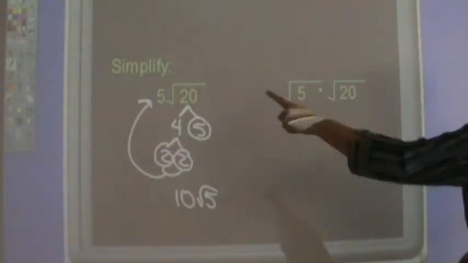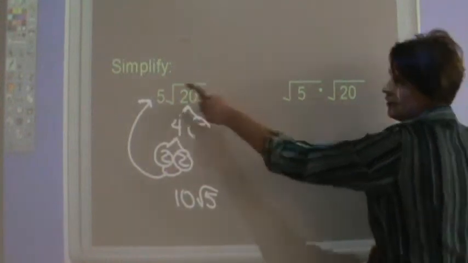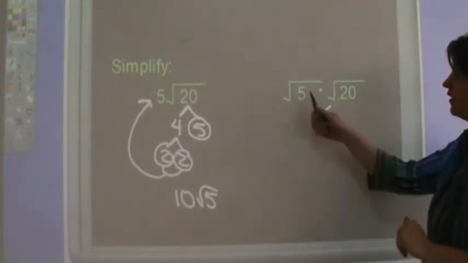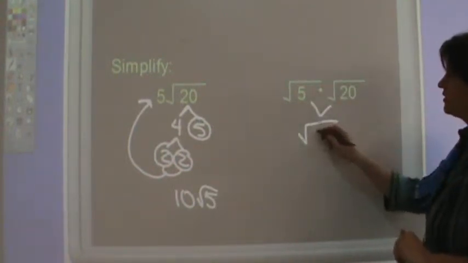Okay? Difference between that one and this one. This one has the 5 under the radical. This one didn't. Okay, so what this means is I can go ahead and multiply those together. Square root of 5 times the square root of 20. 5 times 20 is 100.